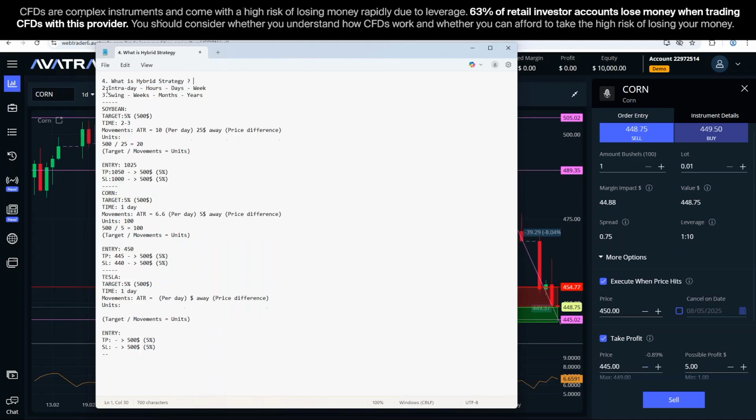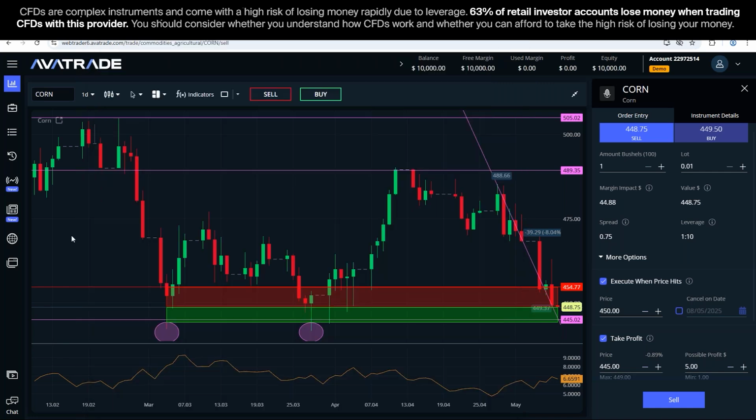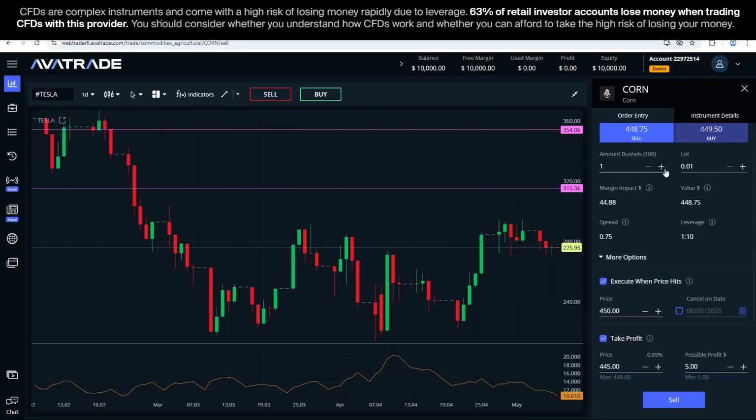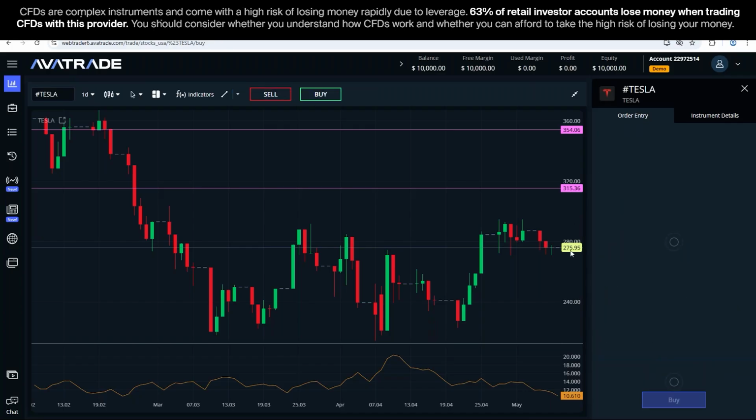Scalping doesn't really give us anything at the moment. We'll stick with intraday and swing. And let's look at Tesla. Tesla, we're going to click the corner we've got here, place Tesla, select it from the list. And to display the right menu, we're going to click on buy or sell. Let's go this time with a buy.